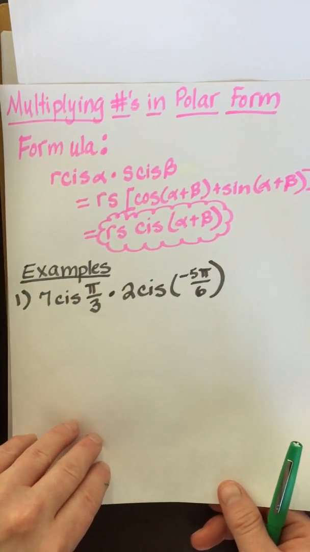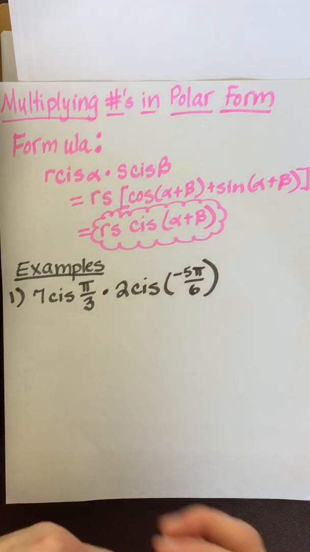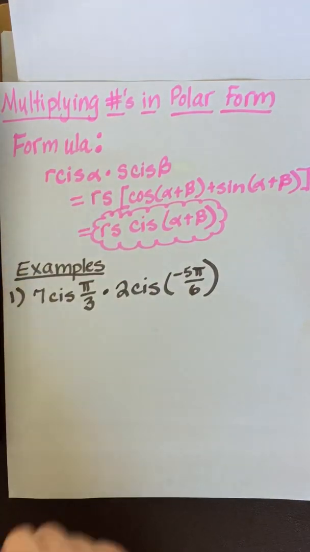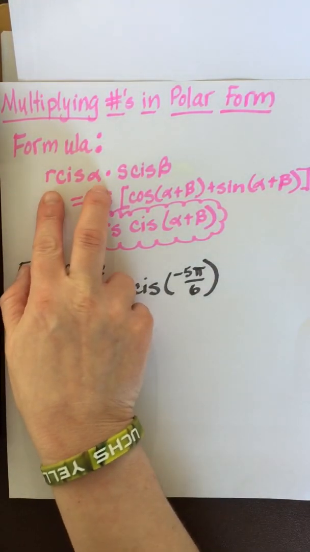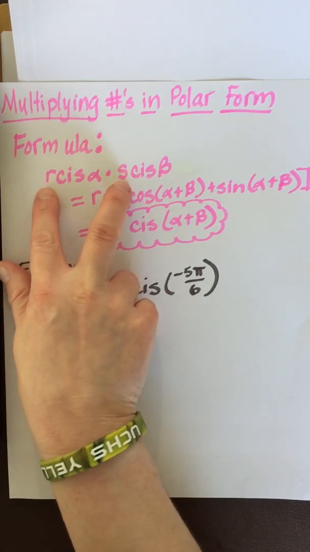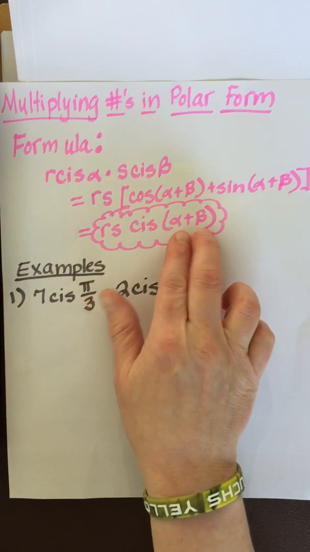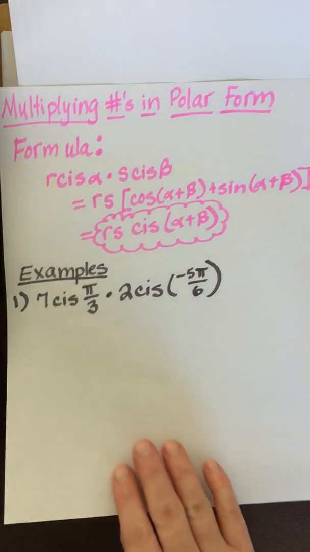So the next thing we're going to talk about is multiplying numbers in polar form. And we have a formula for that. So if you have this number in polar form times this number in polar form, all you got to do is multiply your R and your S, and then add your alpha and your beta. So this is the long version, this is the short version.